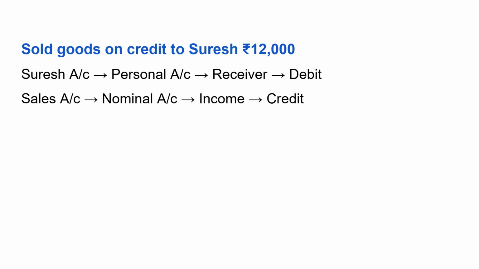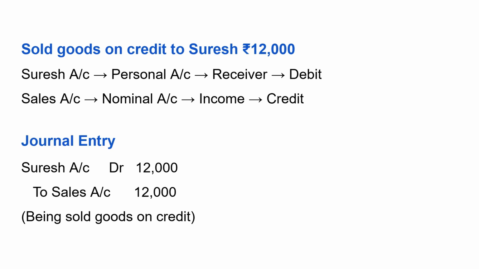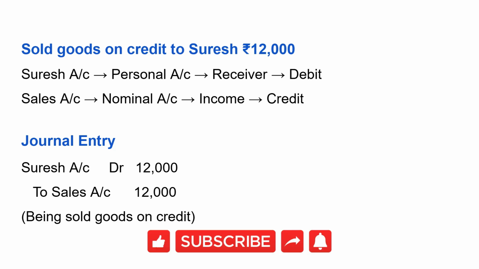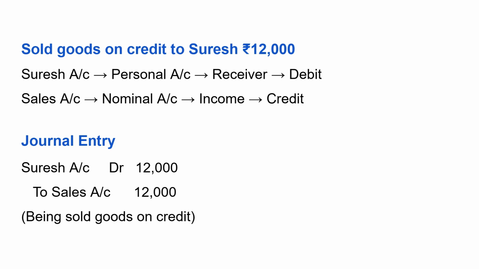So the journal entry is Suresh account debit 12,000 rupees to sales account 12,000 rupees. And the narration is being sold goods to Suresh on credit. Suresh is our customer and he received the goods. So he is debited. This creates debtors in balance sheet. And if Suresh had paid us immediately, instead of Suresh, we would take cash account. Okay.